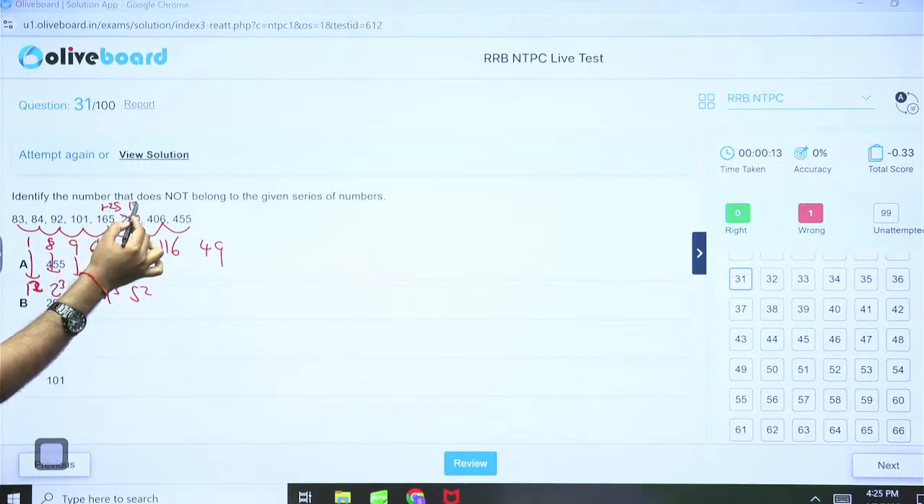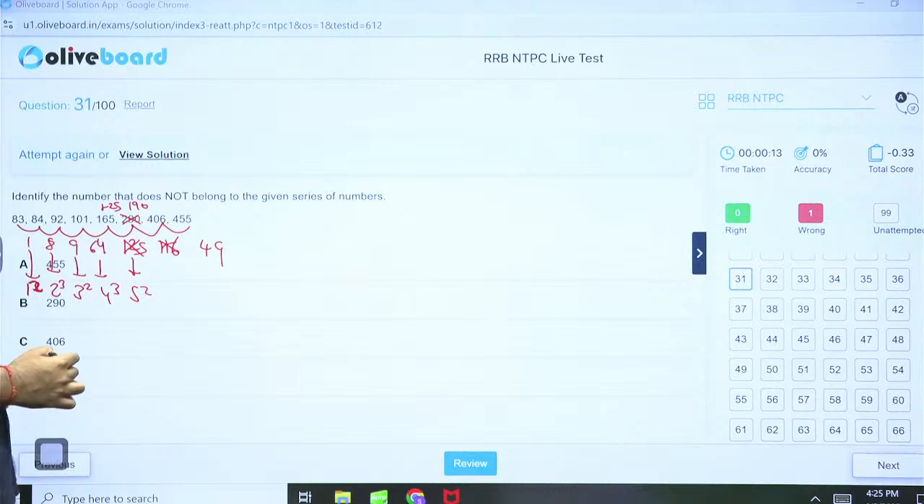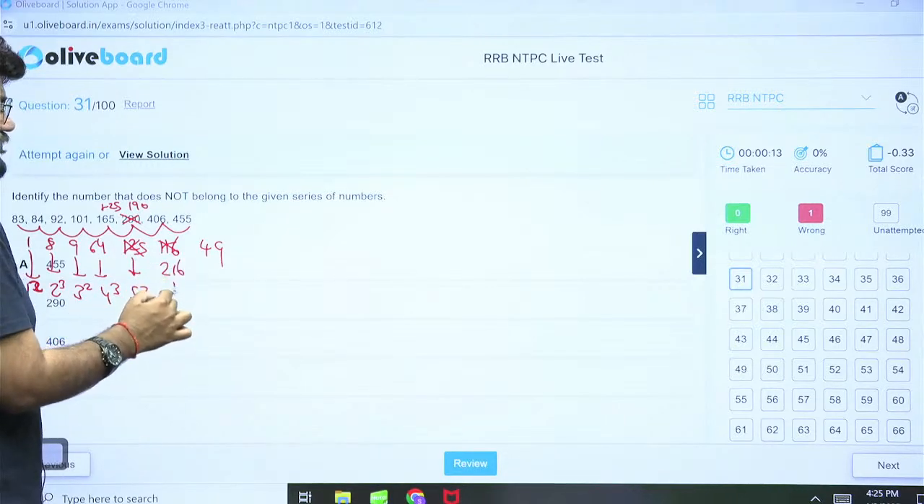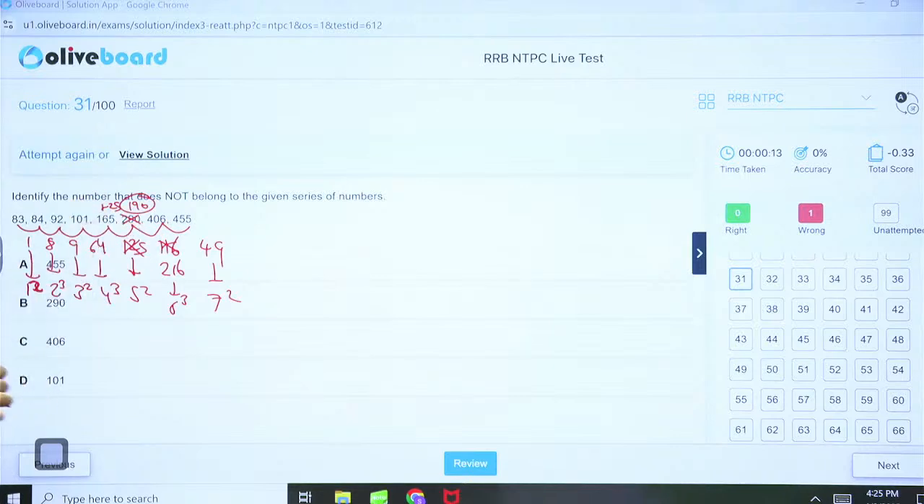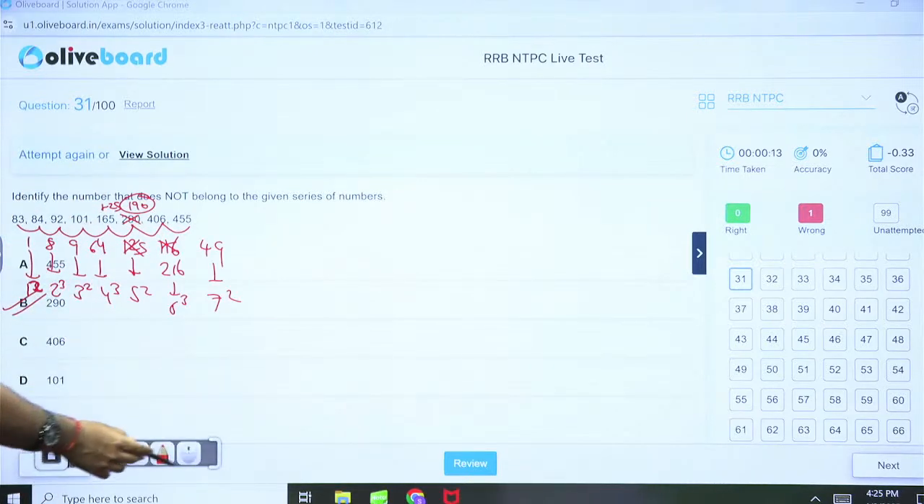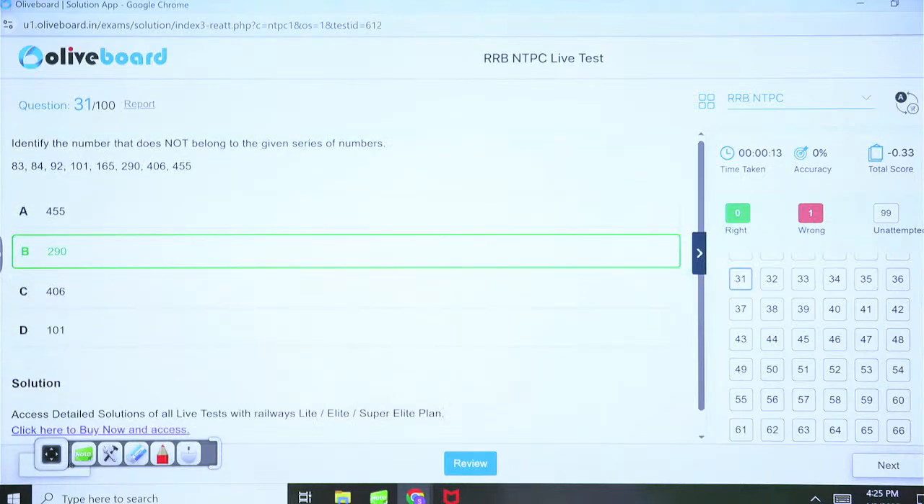25 would have made it 190. And here, what would have been the difference? So 206 plus 10. 216. Yes, we got 6 cube. And we got 7 square. So instead of 290, we should have 190. So they're asking you which is not a part of the given series. It is option B. Option B, Bombay. Okay. Next.